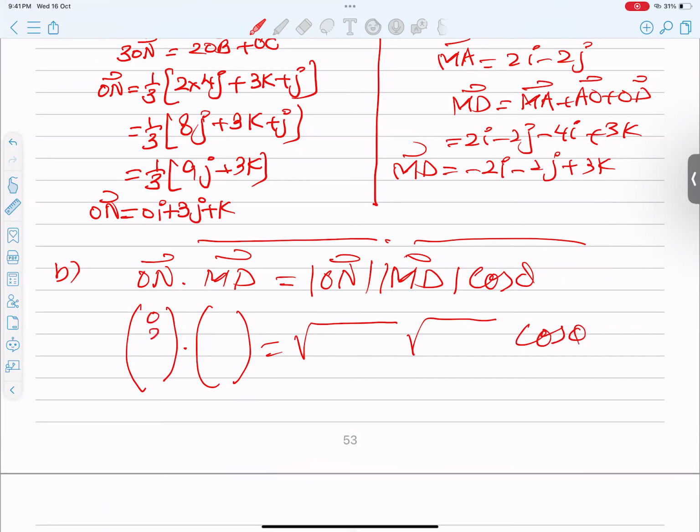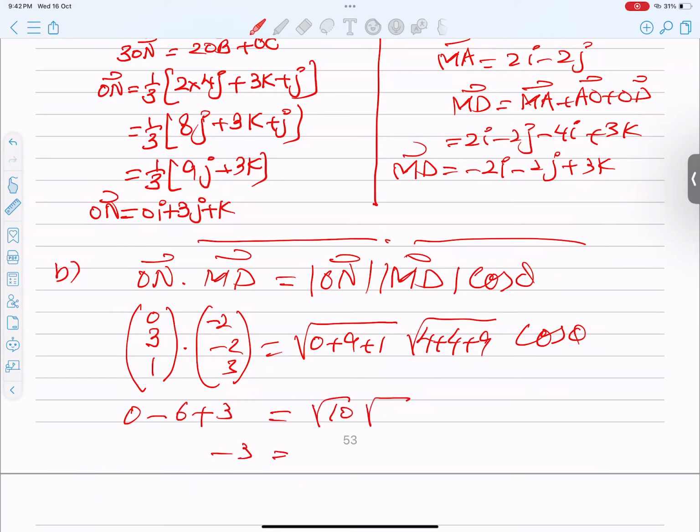ON is 0, 3, 1. And MD is -2, 2, 3. So these are squares. I'm writing 0 squared is 0, 3 squared is 9, and 1. These squares I'm writing here: 4 plus 9. And the direct multiplication gives 0, -6 and +3, which is finally -3. Root of 10 and 13 plus 4, 17. I think it's clear. So root 170, I can write under one root, no problem.